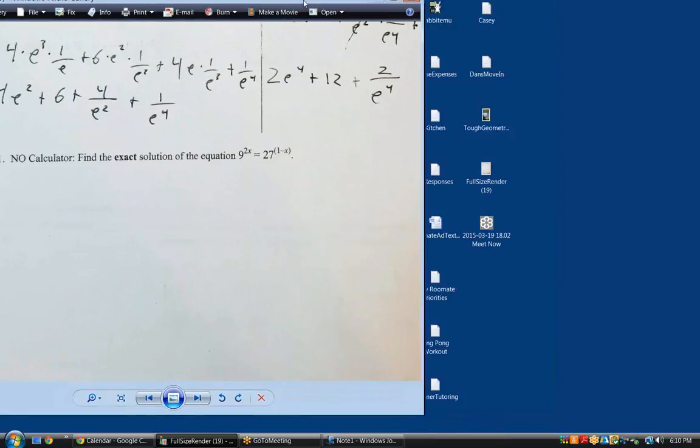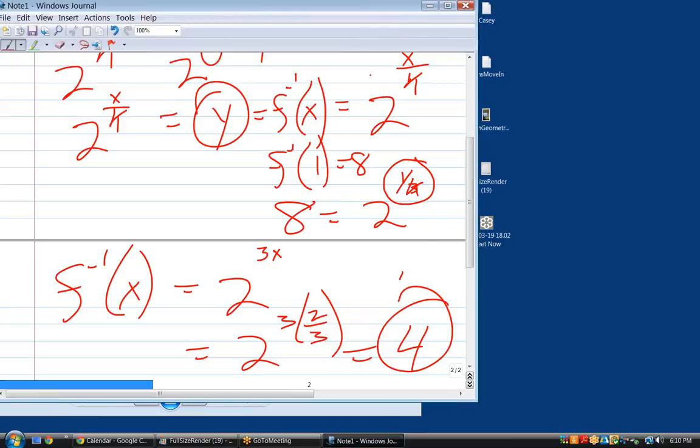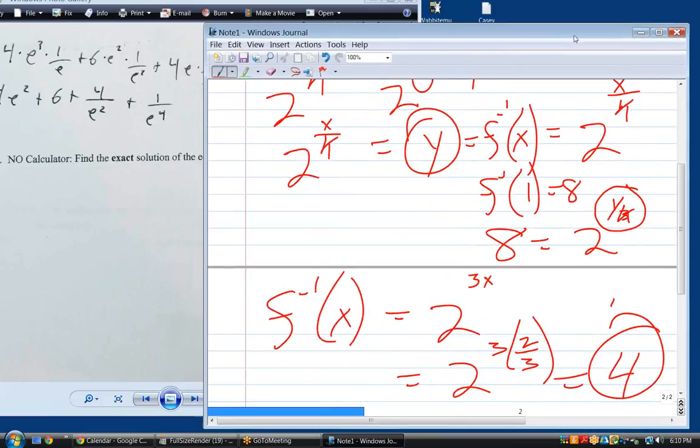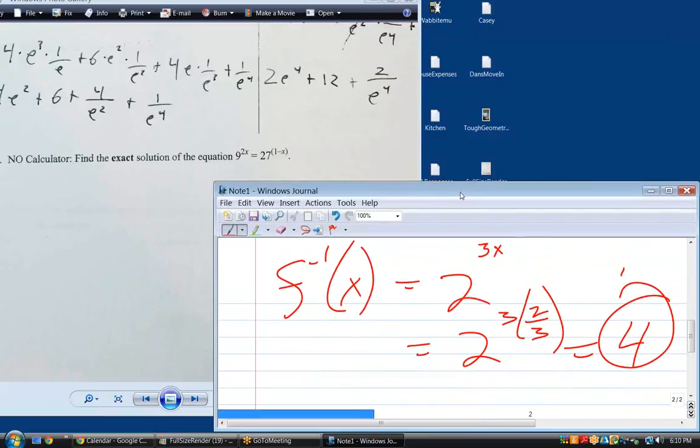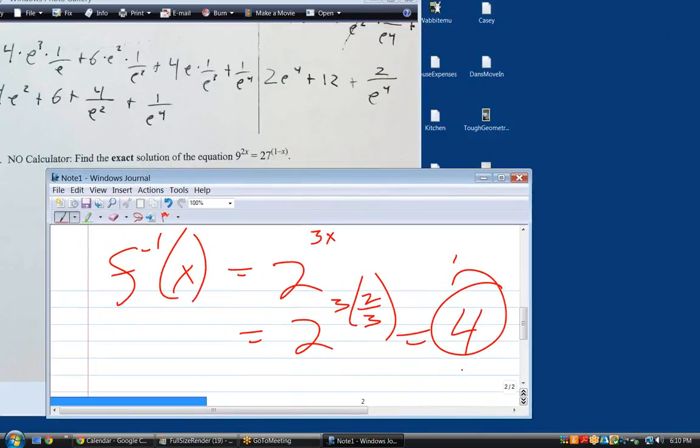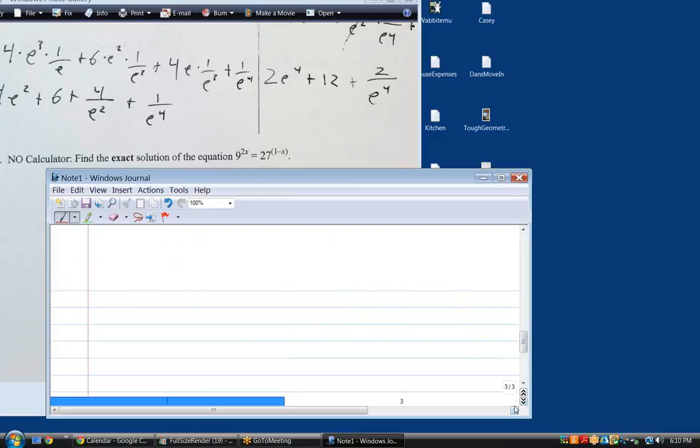All right. This looks like it would be a log problem, but it's not. It's easier than a log problem. Could you possibly keep it of the same base? I just thought of this just now.